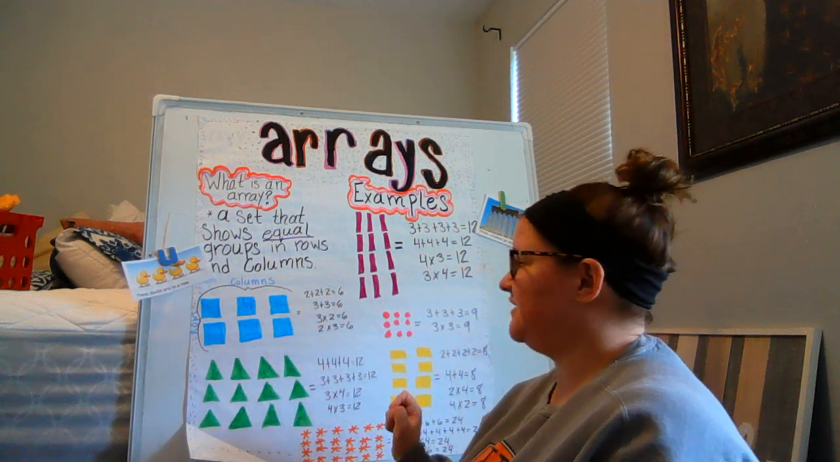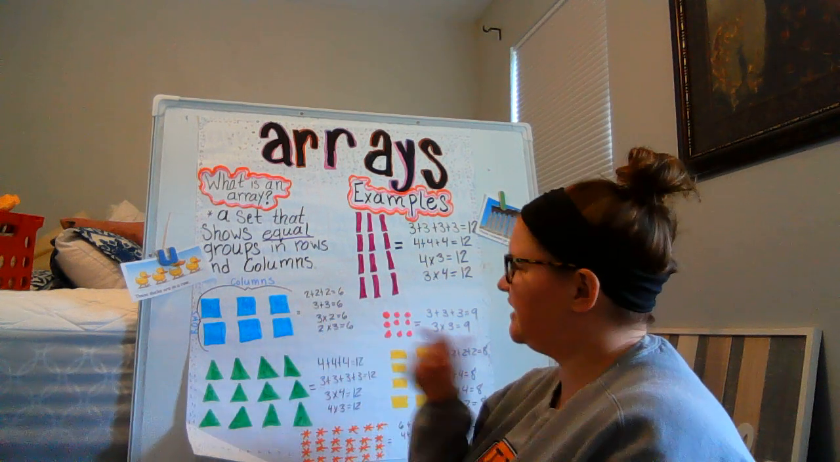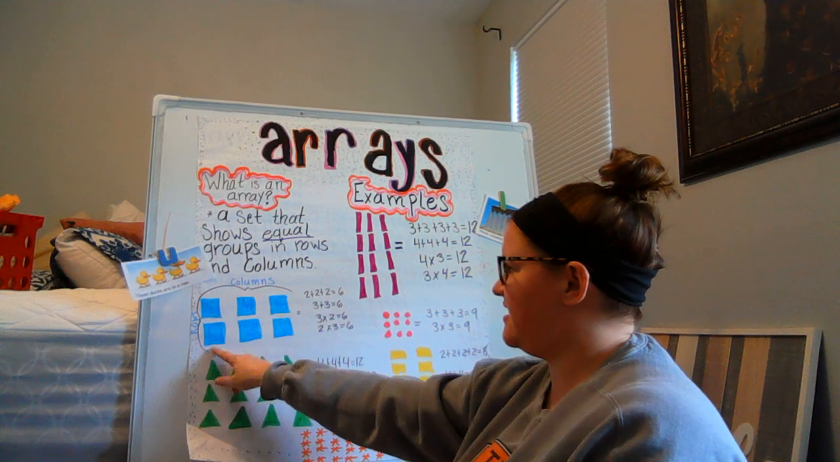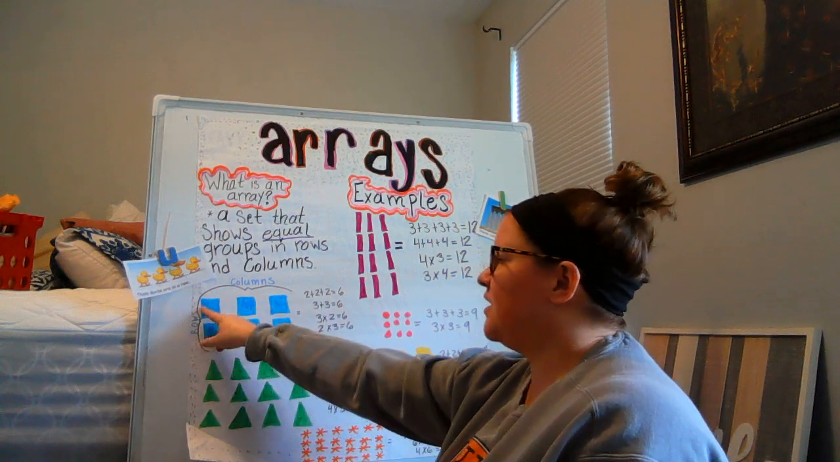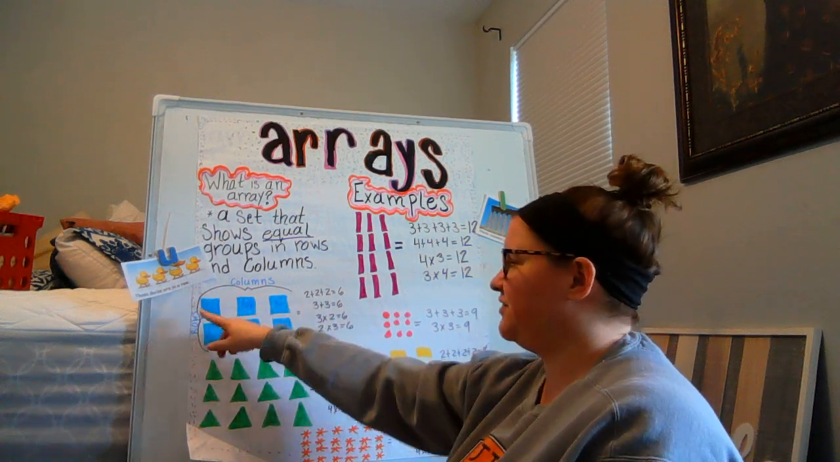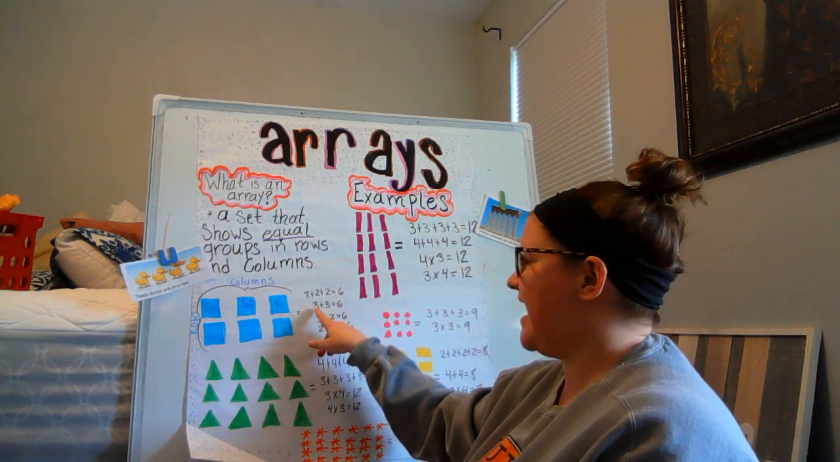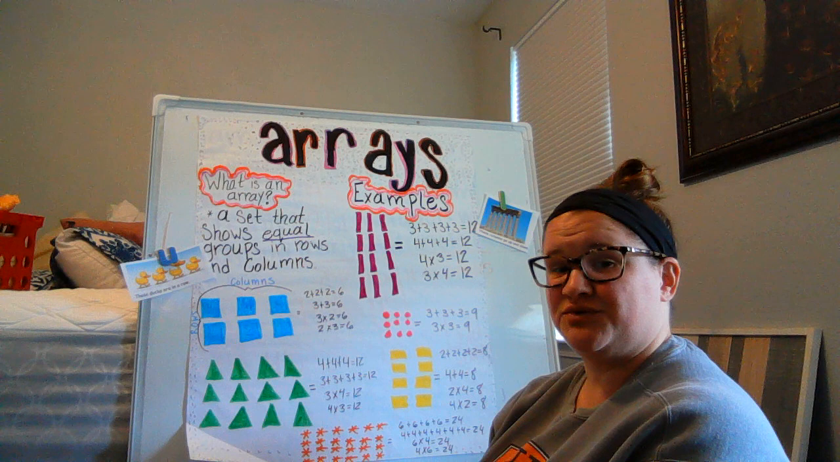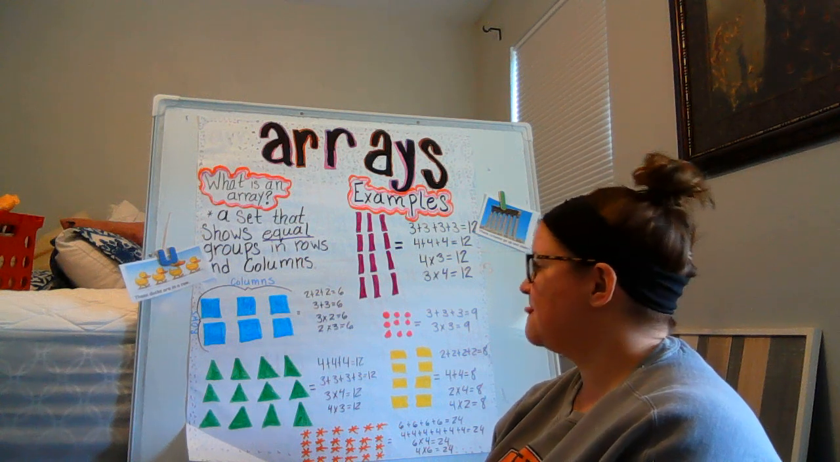The other way you could do it is 3 and 3. Where did that come from? Well, I see 3 and 3. Row. There are 3 in each row. So I added 3 and 3 because there are 2 rows with 3 in each. So 3 plus 3 is 6.